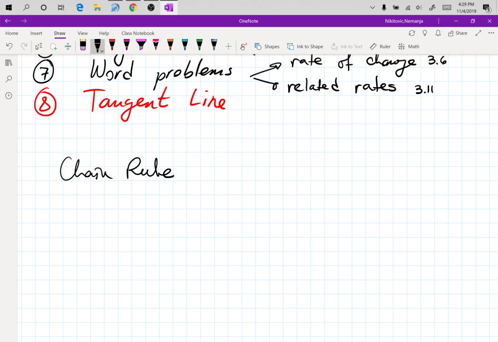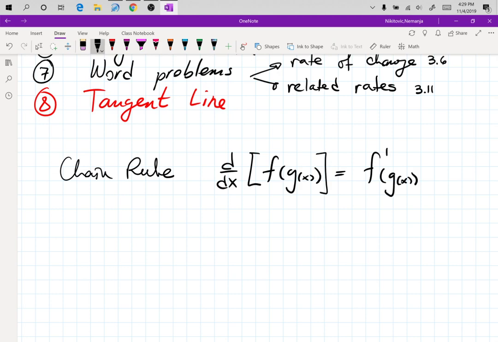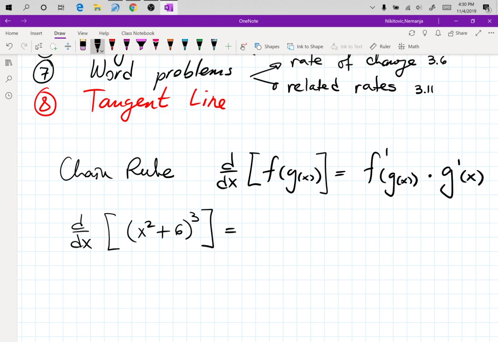So chain rule is going to have layers, because it's the derivative of the function composition. We said you take the derivative of the outer function with the inner still plugged in, and then you multiply by the derivative of the inner function. That was the chain rule. So the simplest example would be, let's say, x squared plus 6, cubed.